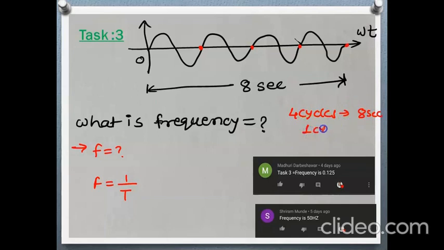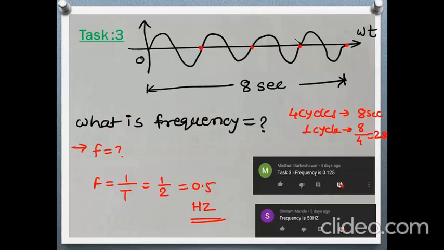So for one cycle how much time is required? 8 by 4 is nothing but 2 seconds. For one cycle 2 seconds are required. So frequency will be 1 upon 2, which is 0.5 Hertz. This is the right answer.